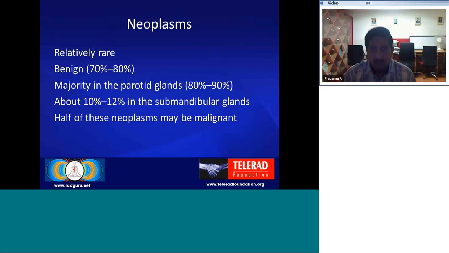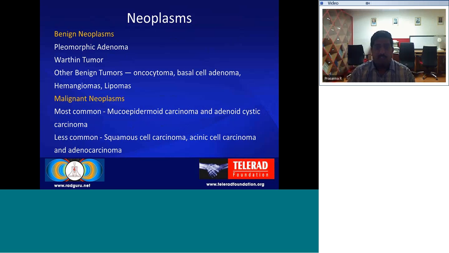Now we'll briefly go into the neoplasms. Neoplasms are rare in the salivary glands. Fortunately, of the neoplasms we see in salivary glands, 70 to 80% are benign. Majority of the lesions, 80 to 90%, are seen in the parotid glands, and only about 10 to 12% in the submandibular or other salivary glands. But out of these 10 to 12%, half of the neoplasms may be malignant. A broad classification of neoplasms would be benign and malignant.